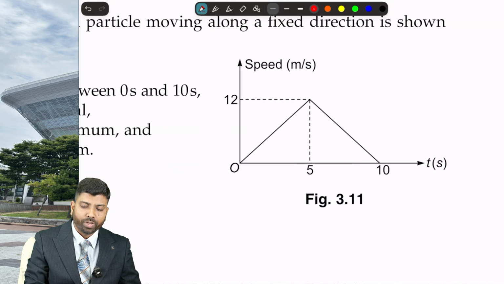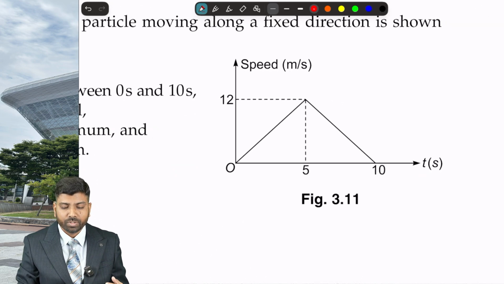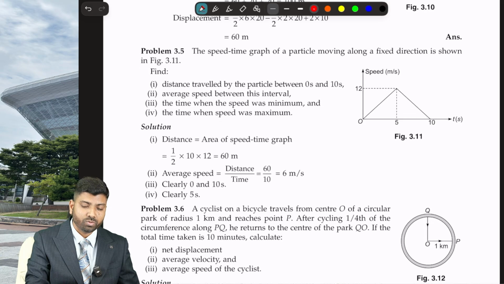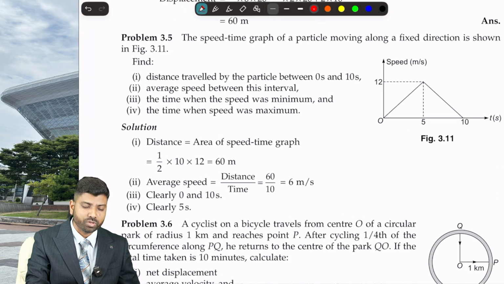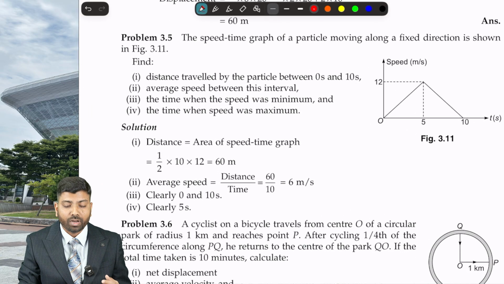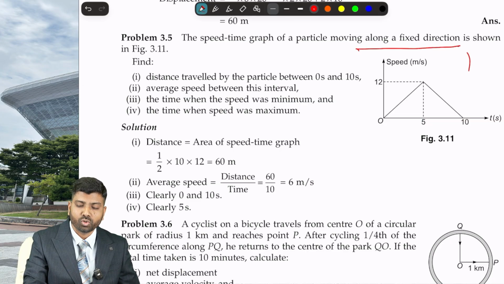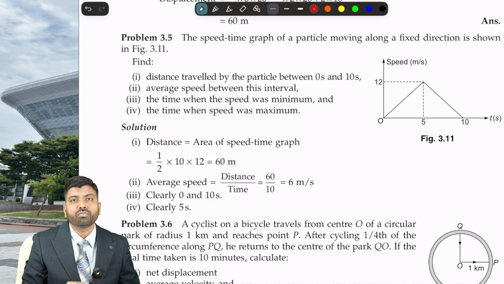In this question, we are given a speed and time graph, right? So now let us look at the question and find out what we need to answer. The speed time graph of a particle moving along a fixed direction is shown in the figure, right? So we can see in the figure. And then we have to find out four things.